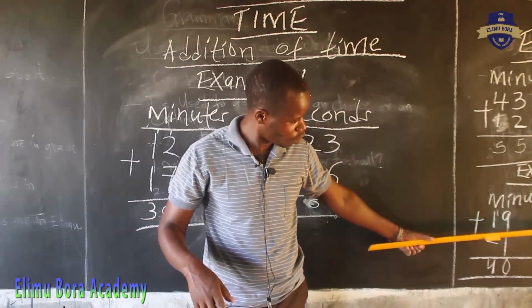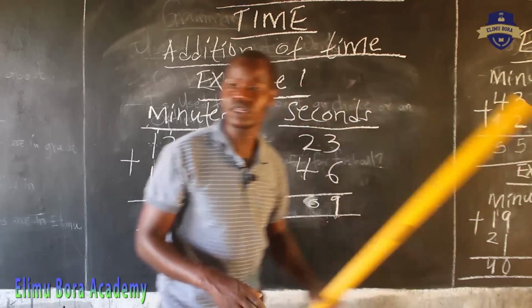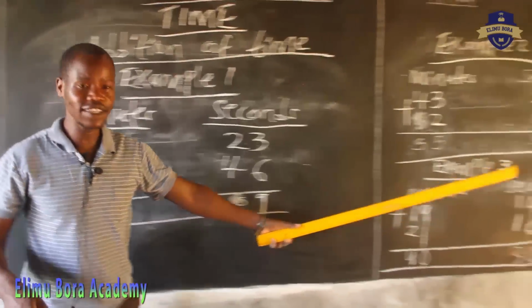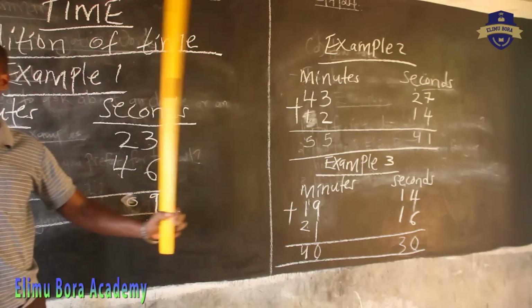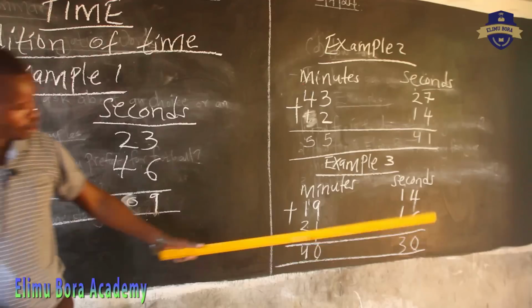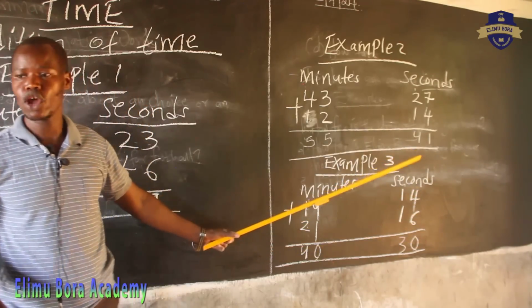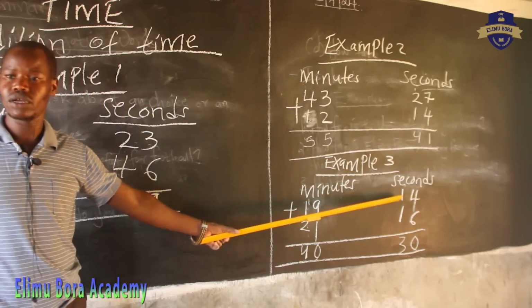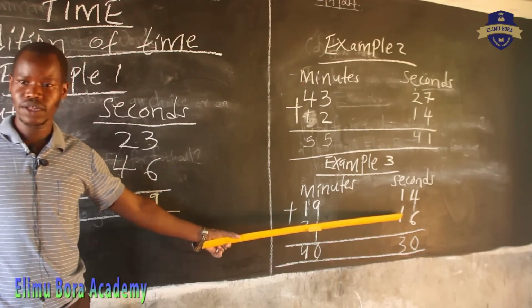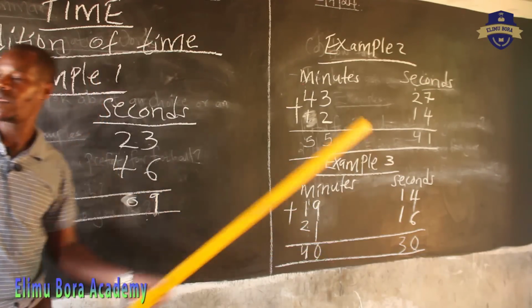You have just worked out that 4 plus 6 is 10. Then you write 0 and carry 1. 4 plus 6 is 10, you write 0, you carry 1. And then 1 plus 1 is 2, 2 plus 1 is 3. That's why she has written here 3.